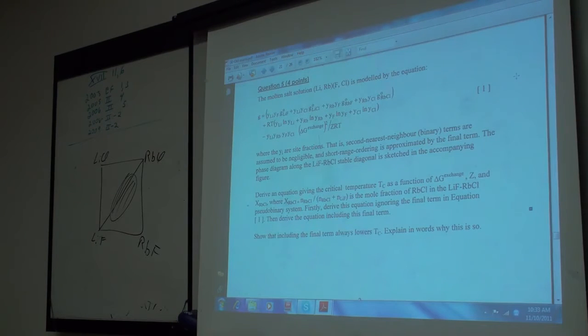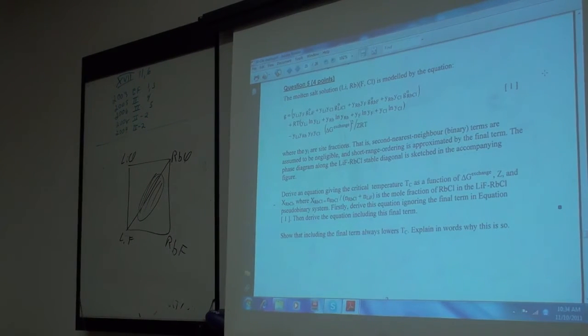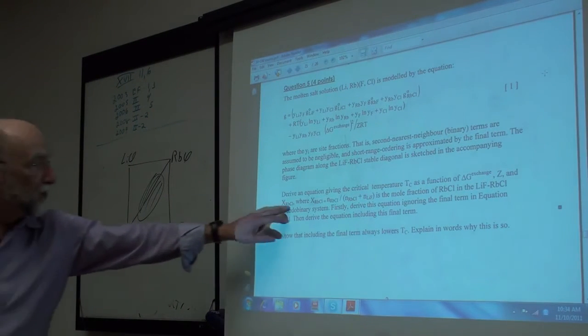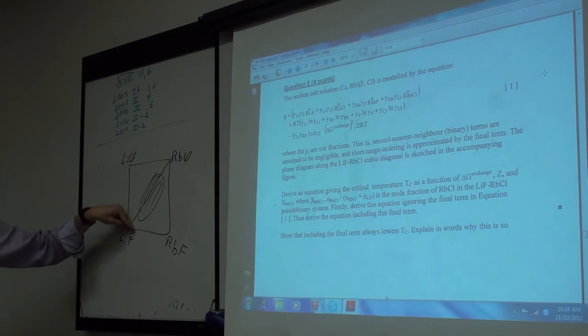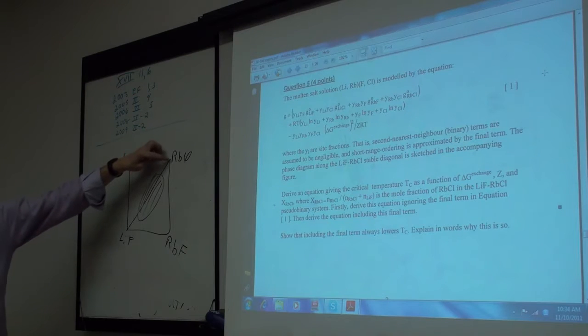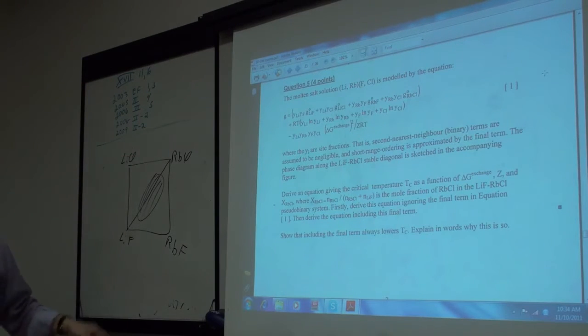So, derive an equation giving the critical temperature as a function of the exchange Gibbs energy, Z, and the mole fraction along that line. I define the mole fraction of rubidium chloride simply along this line going from 1 to 0. In that quasi-binary system, all the tie lines more or less lie in the plane, so the diagram along this line looks like a binary phase diagram. You want the critical temperature of the miscibility gap along that line as a function of the mole fraction.